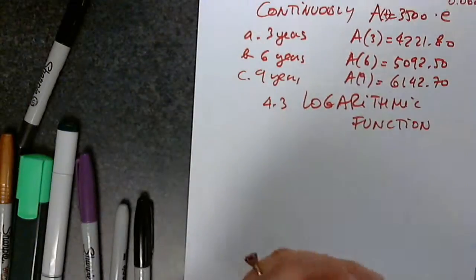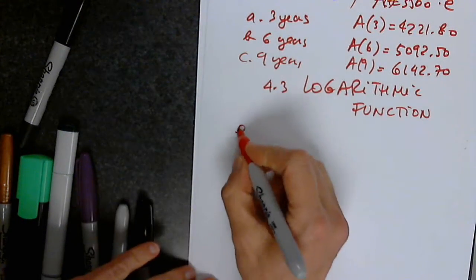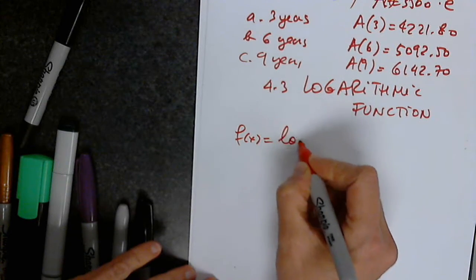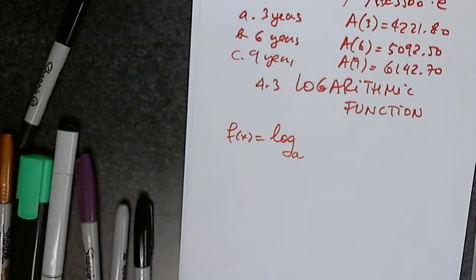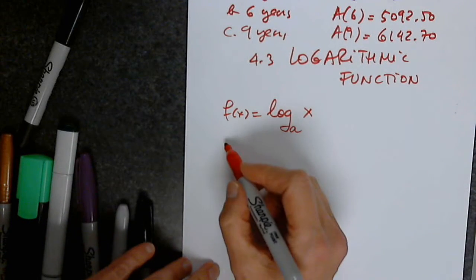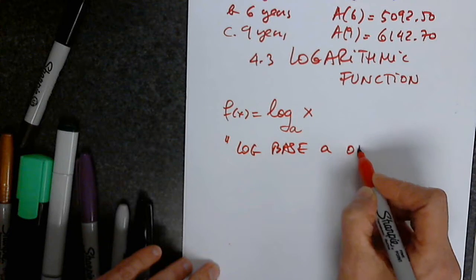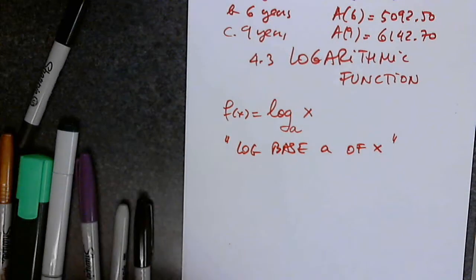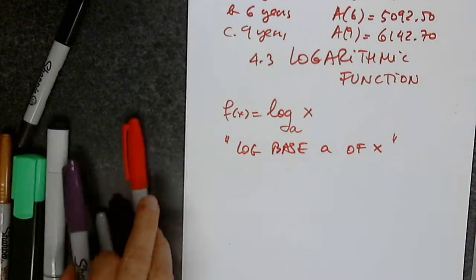How do we write this function? Here's how we write it. This is f of x, log, same base, lowercase a, the same base we had for the exponential of x. So one more time, how do we read this? Log base a of x. Log base a of x.